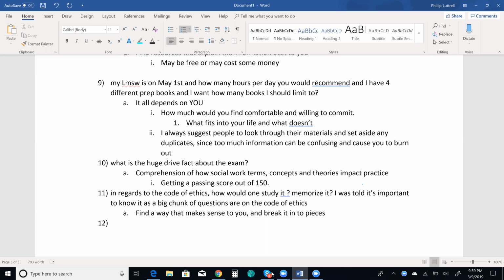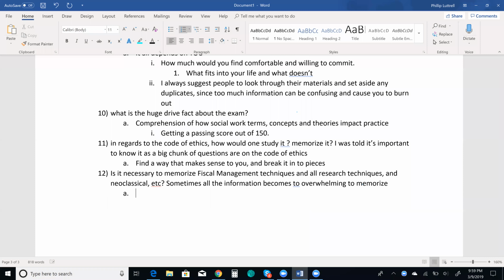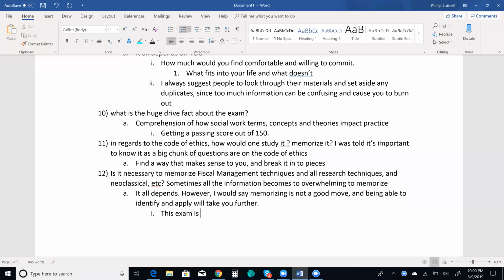So, my biggest thing for people: should you memorize information? It all depends. However, I'm not a betting man, but if I were, I would say memorizing is not a good move. Being able to identify and apply will take you further. So, with that being said, this exam is mostly application and reasoning.